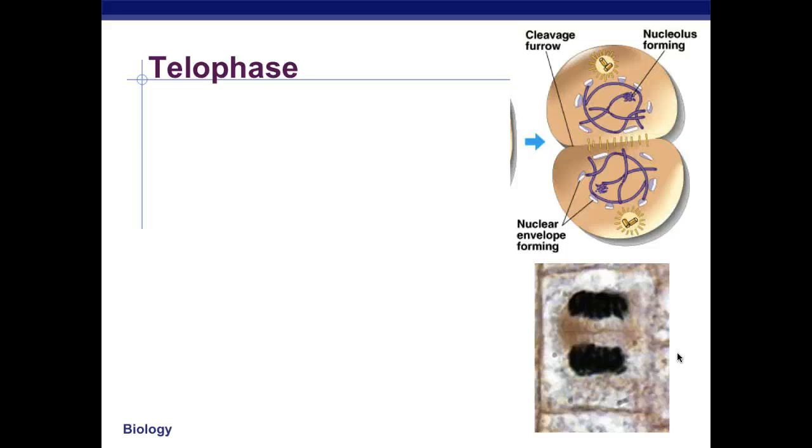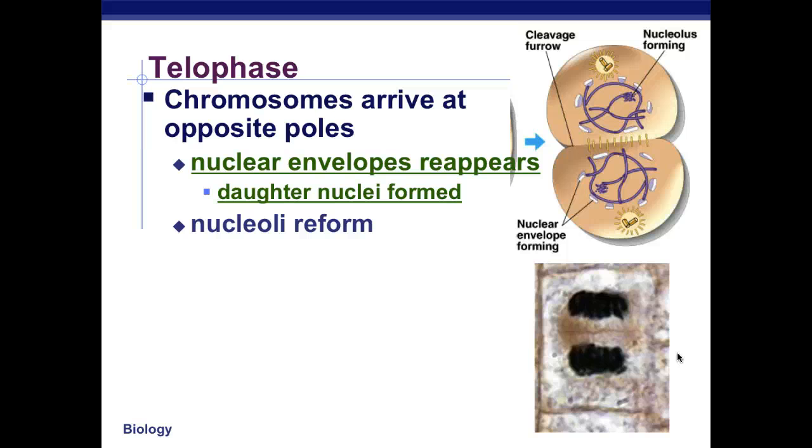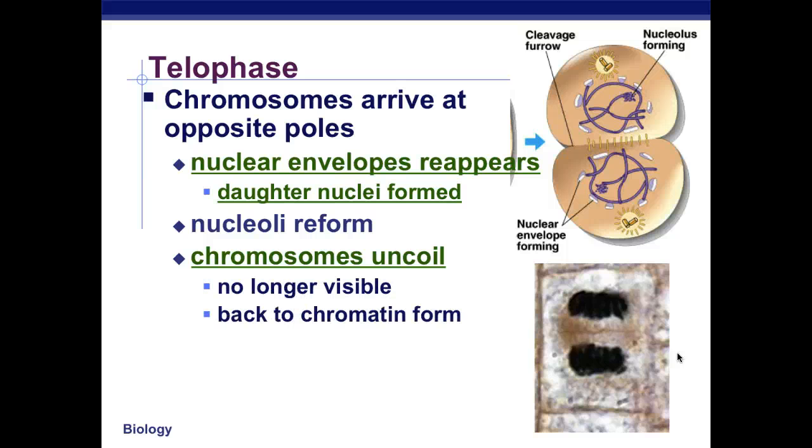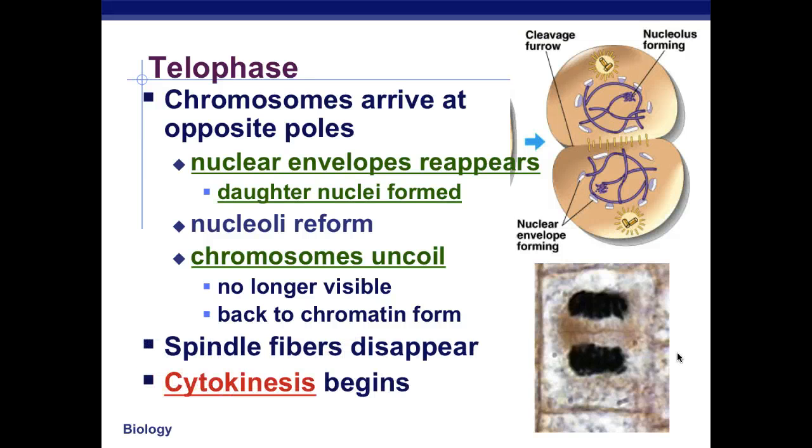And then we get into telophase. Telophase is when the chromosomes are finished traveling to the poles, so they're officially there. The nuclear envelope begins to reappear, and the daughter nuclei are formed. And the nucleoli are reforming. The chromosomes begin to uncoil and are no longer visible, and they're back to chromatin form. The spindle fibers disappear, and cytokinesis begins, which is the cell division.